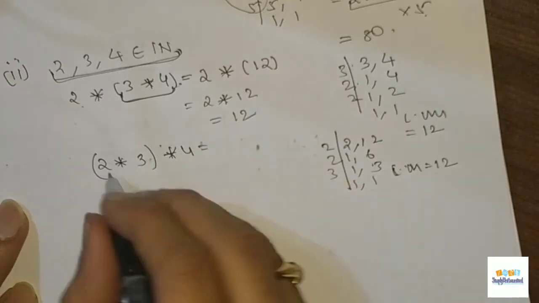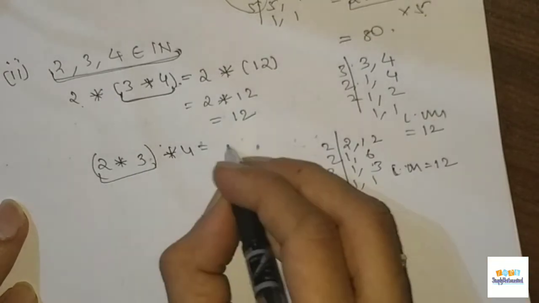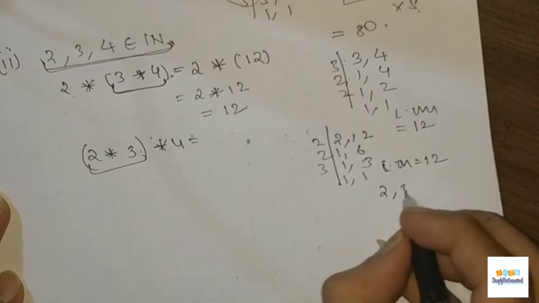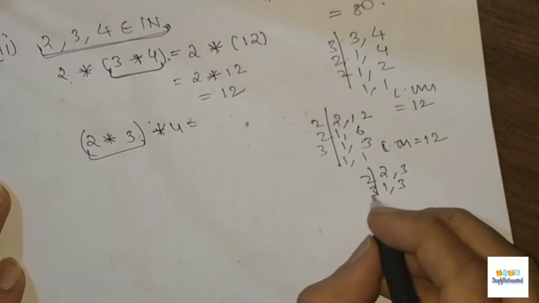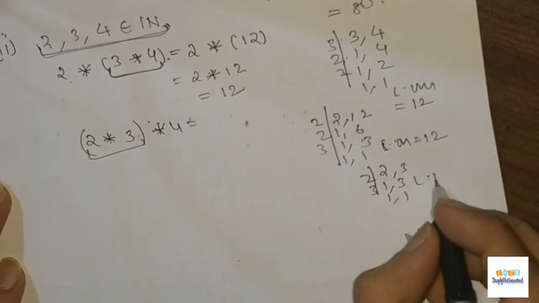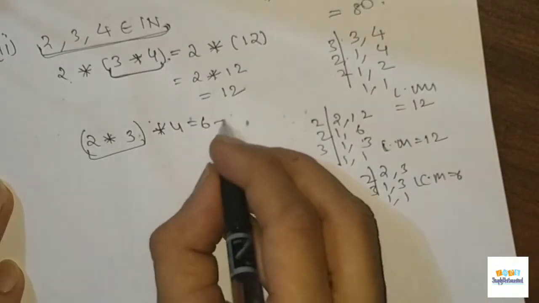So what will be this? 2 star 3, the LCM is what? It is 6. Let us see. 2 1s are 2, 3 as it is, 3 1s are 3. So the LCM here is 6, right? 6 star 4 now.